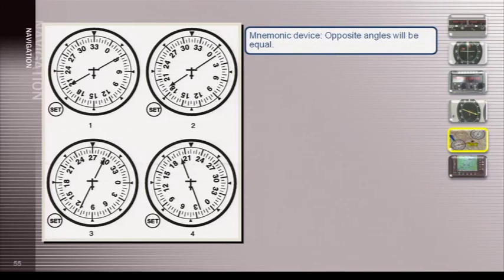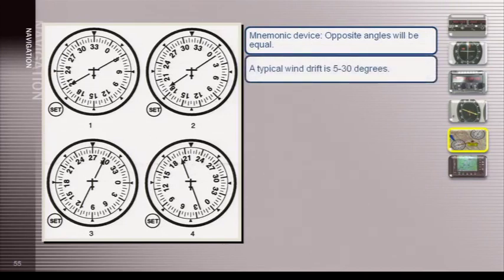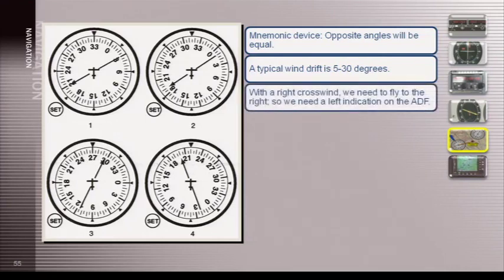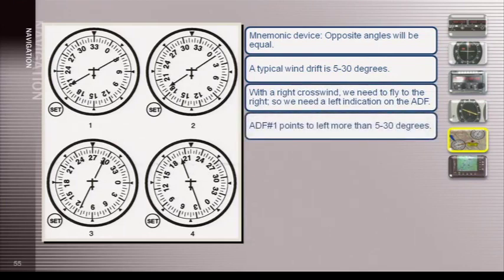A typical wind drift could be anywhere from 5 to 30 degrees. The needle will point to the left with a right crosswind. Look at the choices and find out which one is going to be closest to what you need.